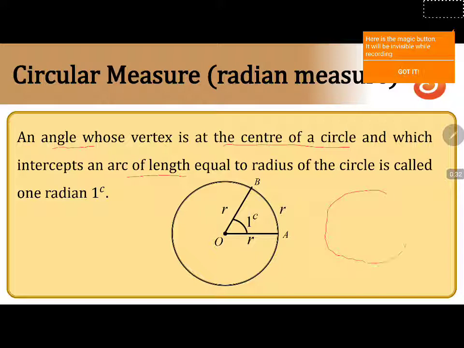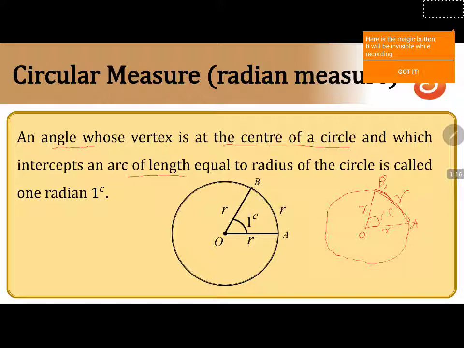This is a circle and center. This is A, this is B. Both OA and OB are of radius R, and it is given that this is the length of the arc, or arc length. This arc length should be equal to the radius. Then the angle that is written here is called 1 radian.